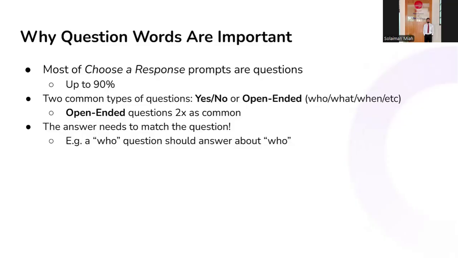One of the fastest ways to eliminate wrong answers is to check whether the response actually matches the kind of information the question is asking for. A where question needs a location. A when question needs a time, and so on. If the answer doesn't match the question word, it can't be correct.